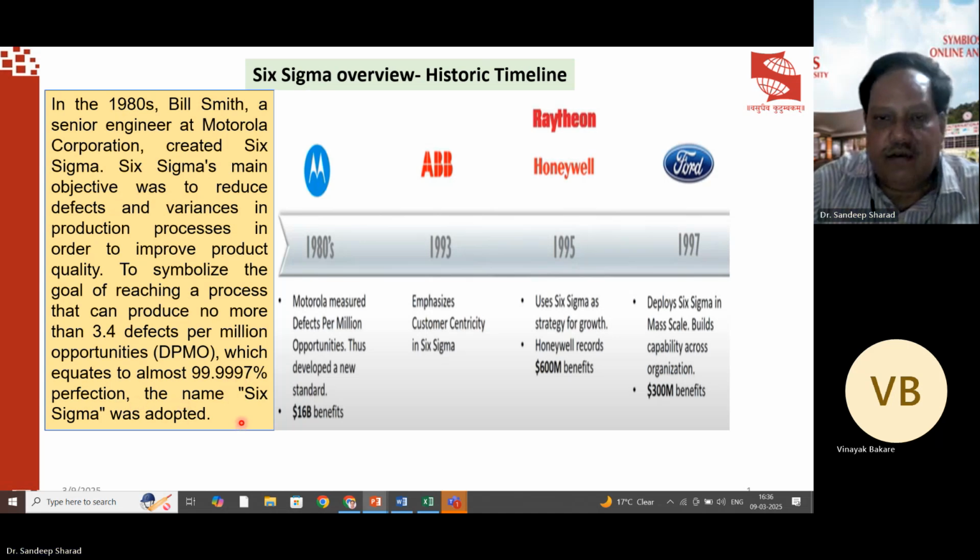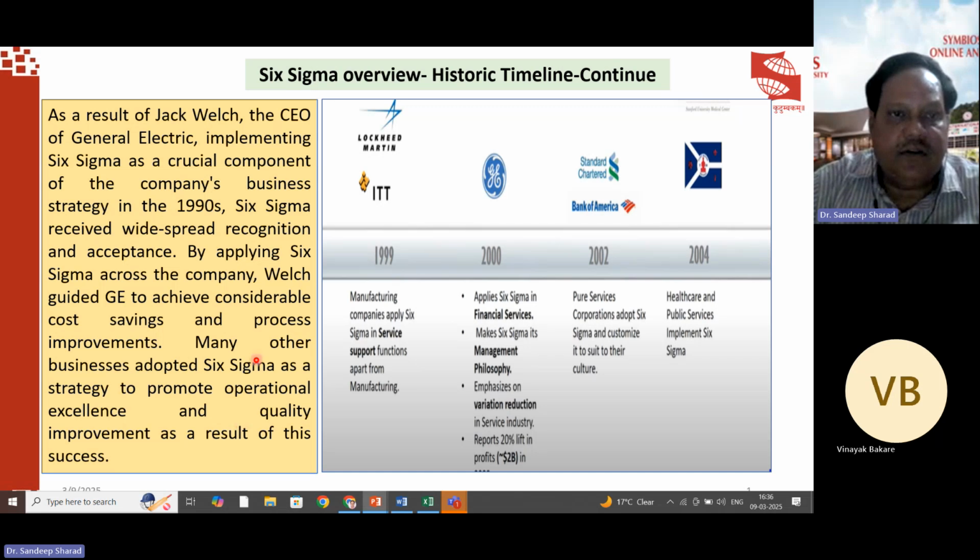Later, Jack Welch, the CEO of General Electric, implemented Six Sigma as a crucial component of the company's business strategy in 1990. Six Sigma received widespread recognition and acceptance by applying it across the company. Welch guided GE to achieve considerable cost savings and process improvements. Many other businesses adopted Six Sigma as a strategy to promote operational excellence and quality improvement as a result of this success.